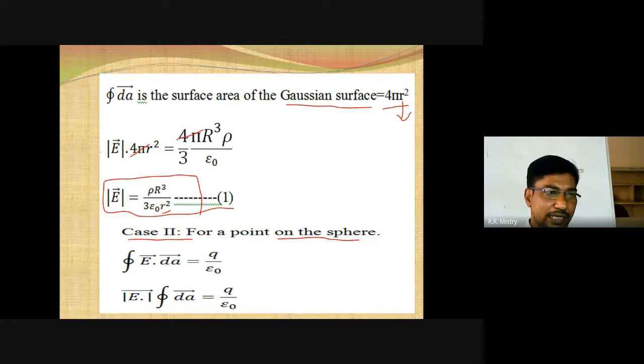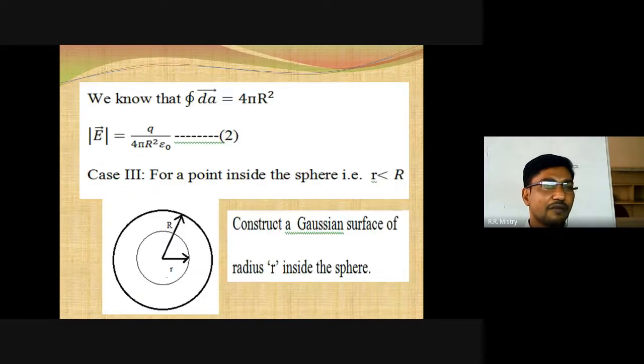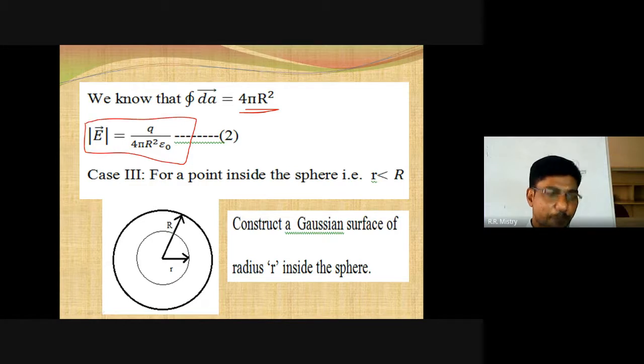Therefore the surface integral of E dot dA is equal to Q upon epsilon naught. Now the surface integral of dA is equal to, what is the distance? This is capital R, so 4 pi R square. You will get E equal to Q upon 4 pi R square epsilon 0. This much is the electric intensity at a point on the sphere.